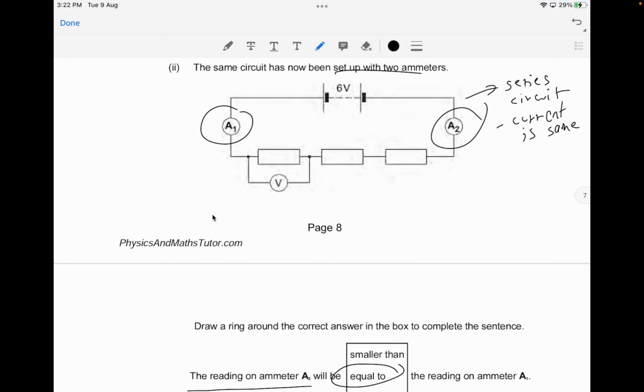The next question is which voltmeter, V1, V2, or V3, will give the lowest reading, and you have to draw a ring around the correct answer. The lowest reading in this case would be V1, because it's only about 1.5 volts. So we're going to circle V1. That's going to be our answer for this type of question. Let's move on to the next question.